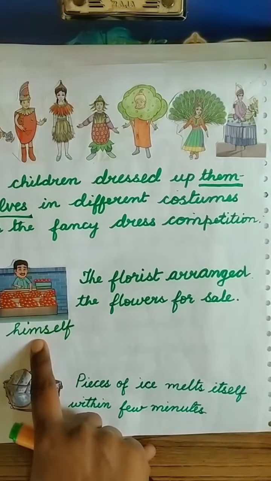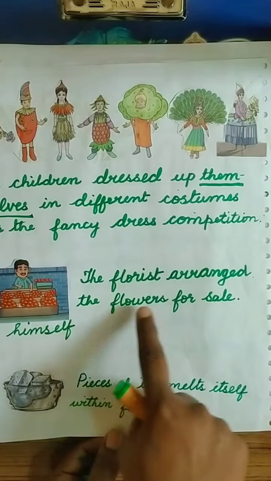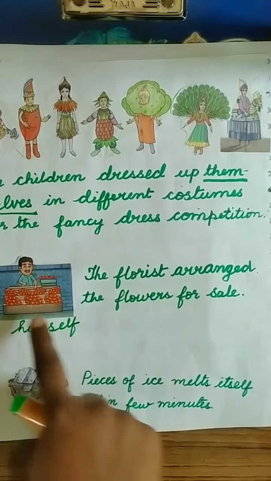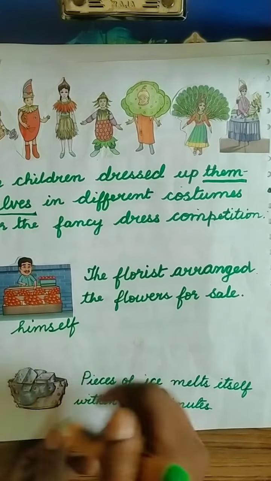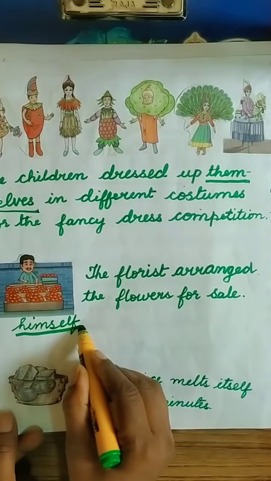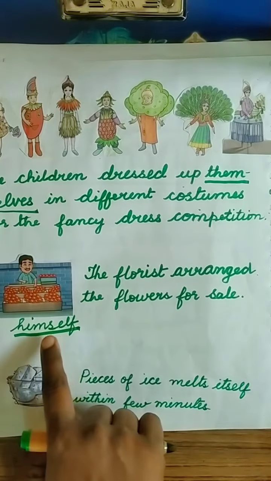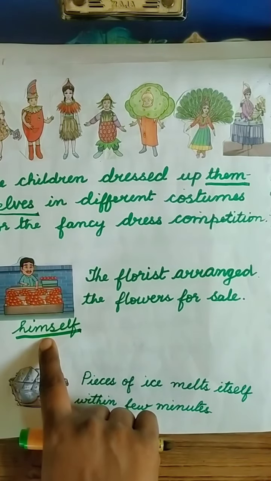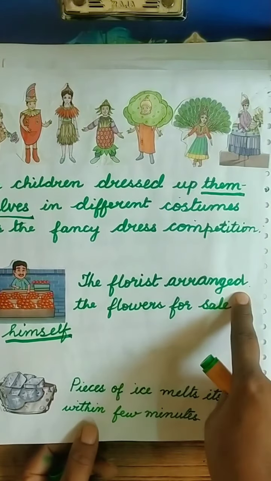The other example is, the florist arranged himself the flowers for sale. So the florist arranged all the flowers by himself. So this is the pronoun used for the word florist, and this himself comes after the verb arranged.